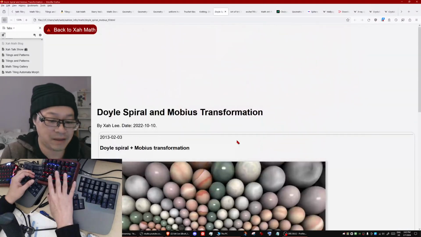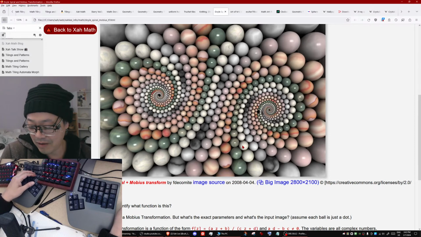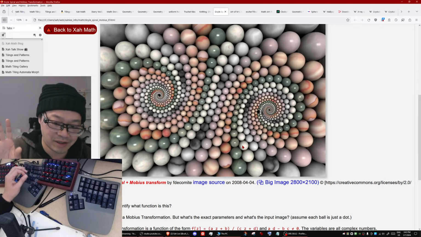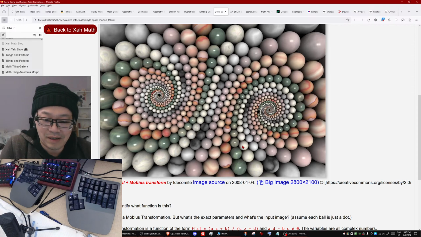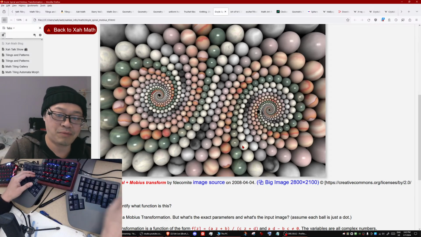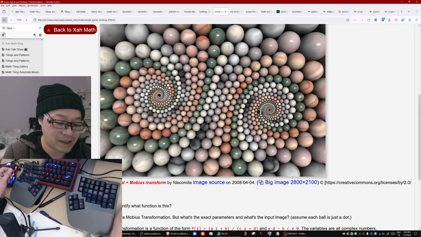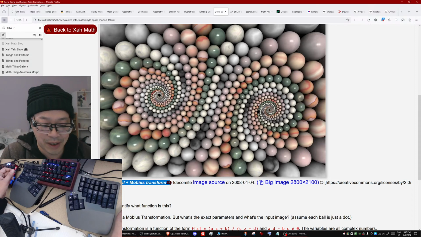Okay, so there's another one. This is also interesting, in a different way. It's actually a plot of a complex function, but they render it with marbles. This is by this guy, Doyle. They call it Doyle spiral plus Mobius transformation.